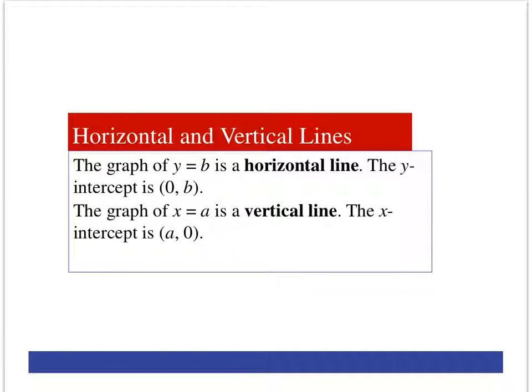Alright, horizontal and vertical lines. That goes back to what we were doing. If y equals b, that means it only crosses the y-axis. Then it's a horizontal line. And if x equals a, it crosses the x-axis. It is a vertical line. That's the end of this section.